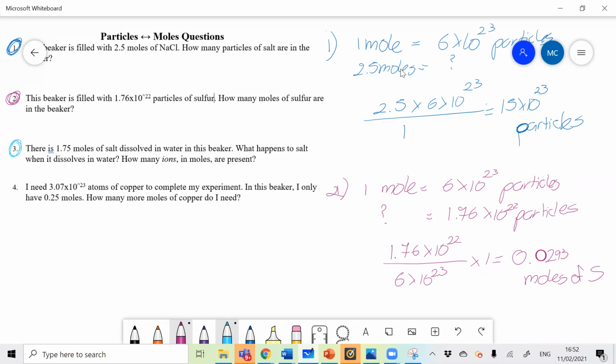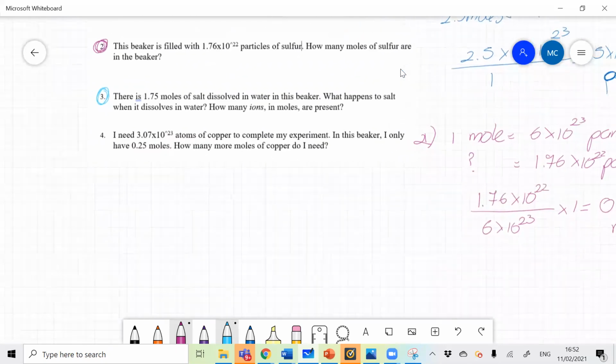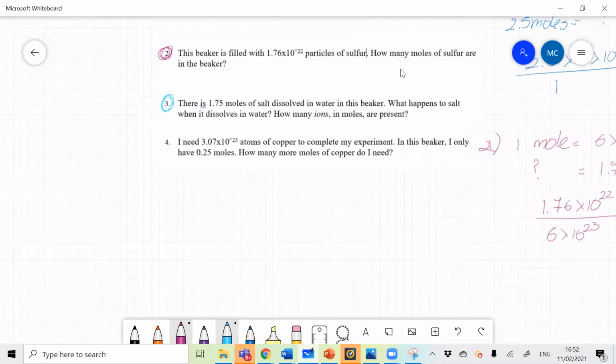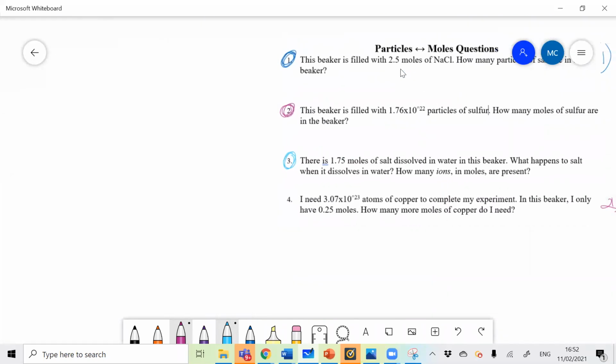There is 1.75 moles of salt dissolved in water. In this beaker, what happens to salt when it dissolves in water? So when salt dissolves in water, it dissolves. Okay, so NaCl solid gives you Na+ aqueous plus Cl- aqueous. If there's someone who forgot this concept, please first revise your notes, but if you have any questions, please ask. Okay, then how many ions and moles are present?